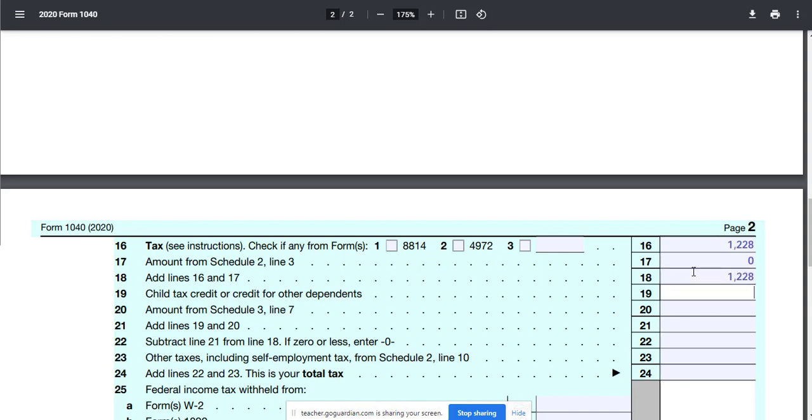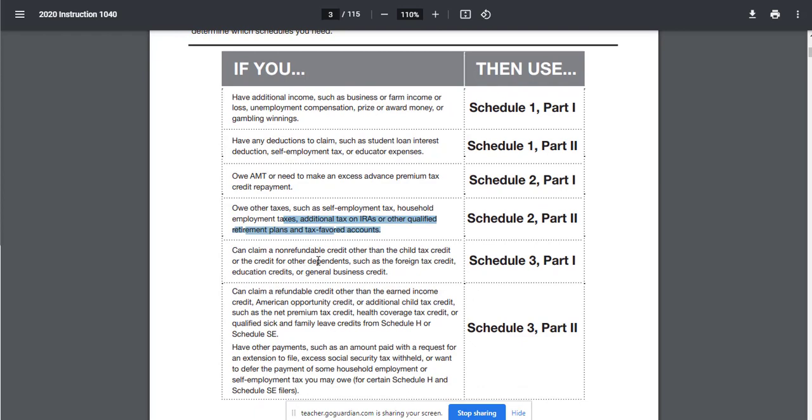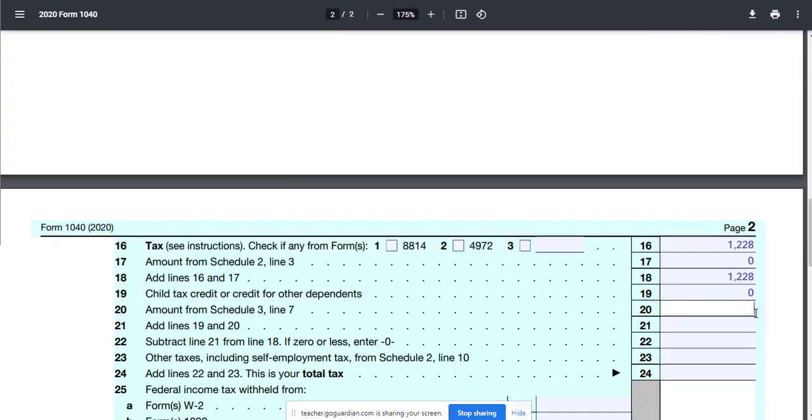Line 19 is child tax credit. Does this person have any kids? He has 0 dependents, so 0 kids that we need to worry about. Schedule 3 is your non-refundable credits other than child tax credit. So other credits you might have are going to fall into educational credit, general business credits, and we'll look more detailed at Schedule 3 next week. Your earned income credit, American Opportunity Credit, and other child tax credits that you may run into. And so amount from Schedule 3 is 0. Add lines 19 and 20. 0. Subtract line 21 from line 18. So what is that when we subtract those two?